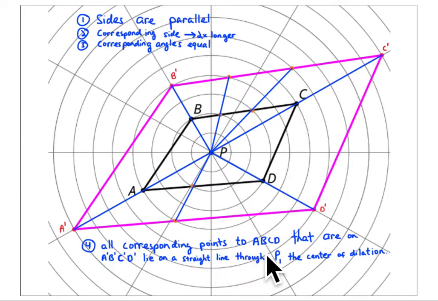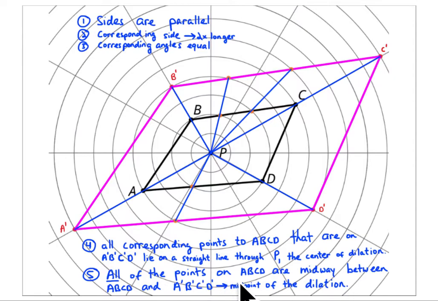All the corresponding points to A, B, C, D that are on A prime, B prime, C prime, D prime lie on a straight line. So you can draw a straight line between the center of dilation and the original point out to its corresponding point. So that's how you actually locate that on the dilated image, how you move the image of B to B prime. So along a straight line from the center of dilation. All of the points on A, B, C, D are midway between A, B, C, D and A prime, B prime, C prime, and D prime.